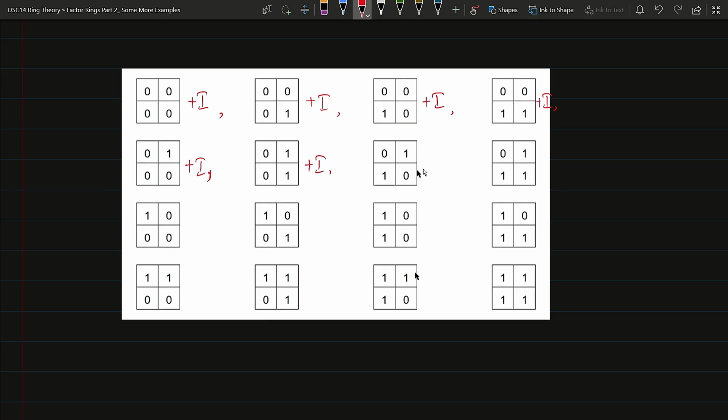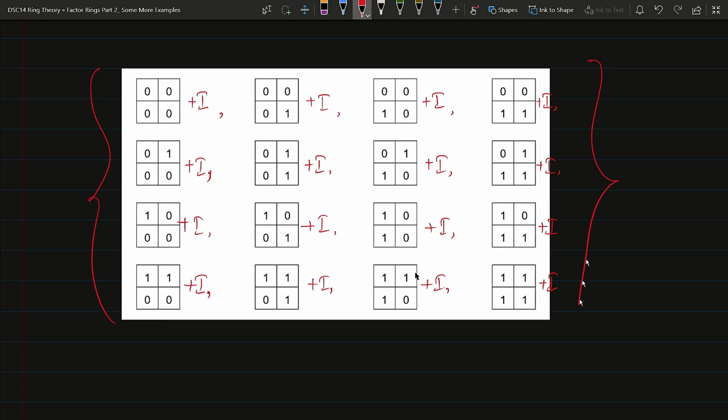Plus I, plus I, प्लस आई प्लस आई। ये आइडियल को हम ऐड करते ही ये आर बाई आई के एलिमेंट्स हो गए। ठीक है, प्लस आई एंड प्लस आई प्लस आई प्लस आई प्लस आई and plus I. So this is the R by I set. Okay, so this is how this looks like.